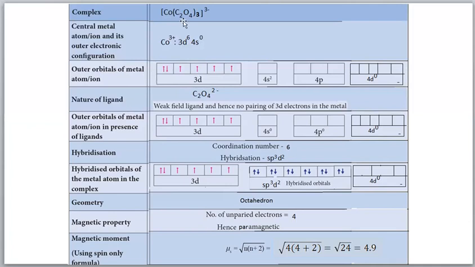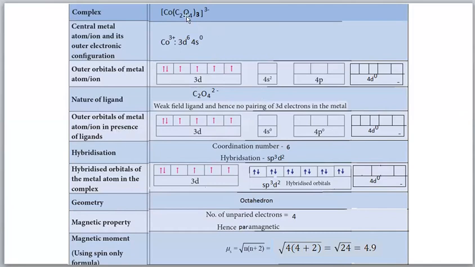The nature of ligand: here the ligand is oxalate, which is a weak ligand, so it cannot pair up the d electrons. So the outer orbitals of the metal ion in the presence of the ligand have the same electronic configuration as it is. Okay, then hybridization.